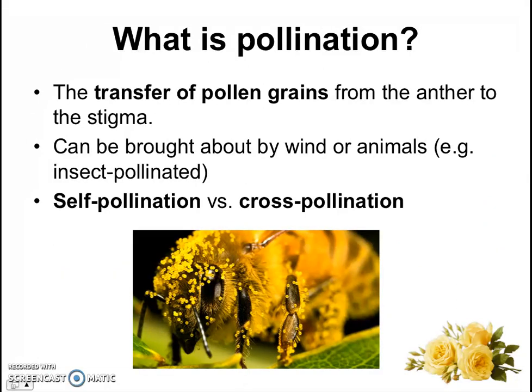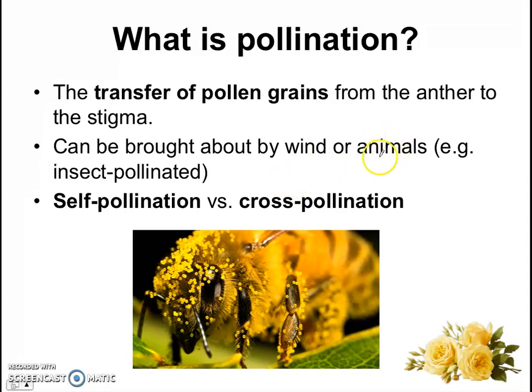So what exactly is pollination? Well, to put it simply, it is the transfer of pollen grains from the anther, which is where the pollen grains are produced, to the stigma, which is the female part of the flower. And pollination can happen in different ways. Some plants are pollinated through wind pollination. So, big wind, pollen flies around and gets trapped in the stigma of other plants.